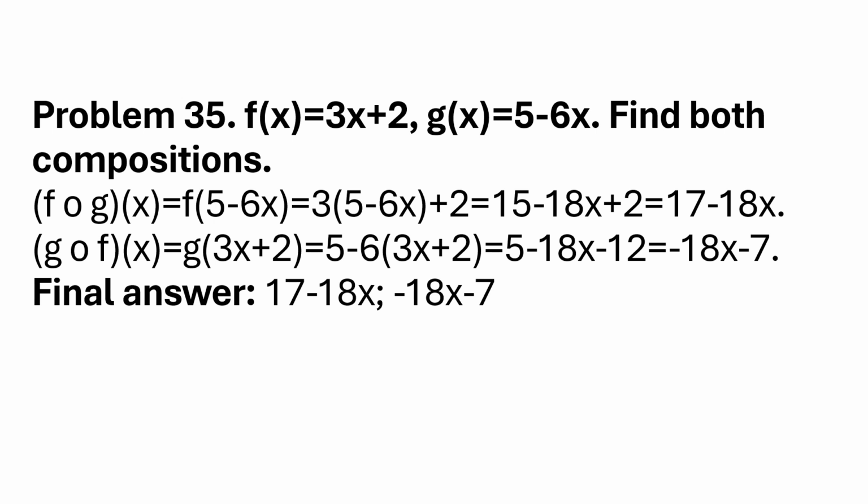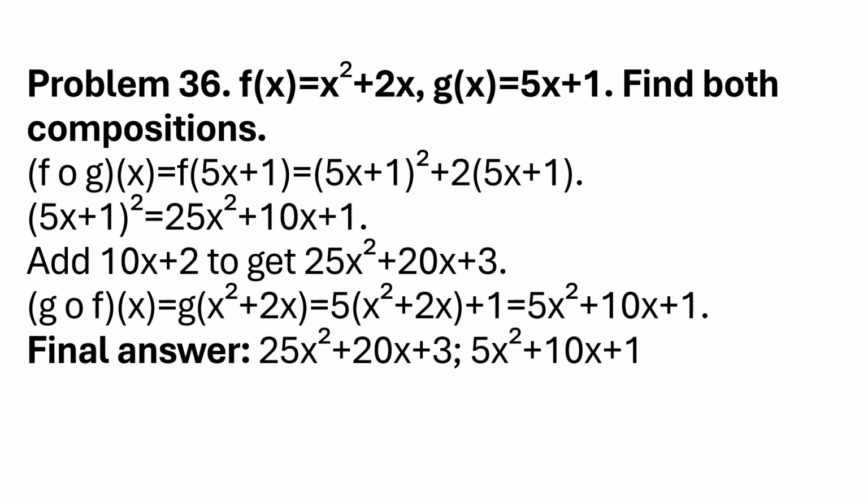For g composed with f, substitute 3x plus 2 into g. This gives 5 minus 6 times the quantity 3x plus 2. Simplifying gives -18x minus 7. Therefore, the compositions are 17 minus 18x and -18x minus 7.